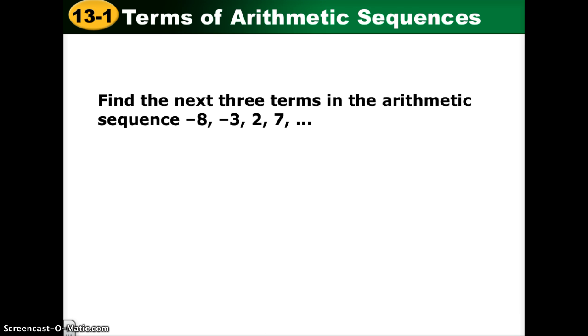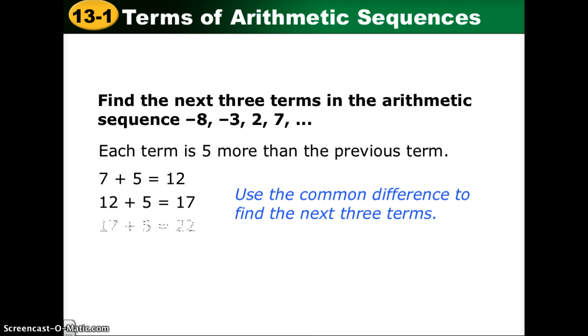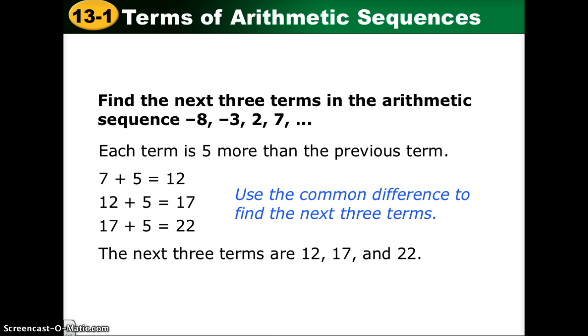Find the next 3 terms in the arithmetic sequence. This is telling us that it's arithmetic, so we know that we are adding the common difference each time. Each term is 5 more than the previous term. So to find the next 3 terms, we would add 5 to 7 and get 12. Then we would add 5 to 12 to get 17. Then we would add 5 to 17 to get 22. So our next 3 terms in the list would be 12, 17, and 22.